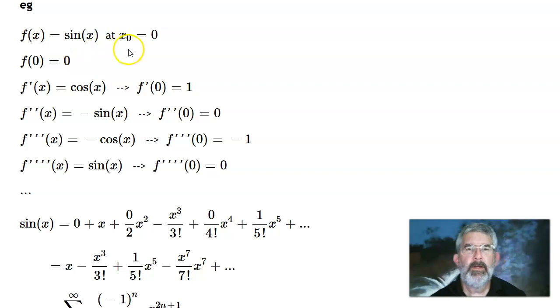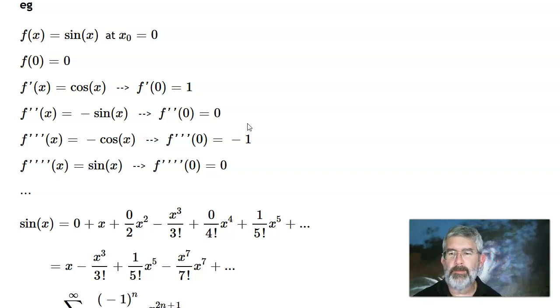Here's sine x. Again, I'll do it at x equals 0. So f of 0, sine of 0 is 0. The derivative of sine x is cosine x. Plug a 0 in and cosine of 0 is 1. Take the next derivative, it's minus sine x. So the second derivative is 0 at 0. The third derivative is minus cosine x, which gives you a minus 1 when you plug a 0 in. The fourth derivative is back to sine x, which gets me back to 0, and then perhaps you can see that this will repeat itself. I get 0, 1, 0, minus 1, 0, 1, 0, minus 1, so it keeps wrapping around between those four values.